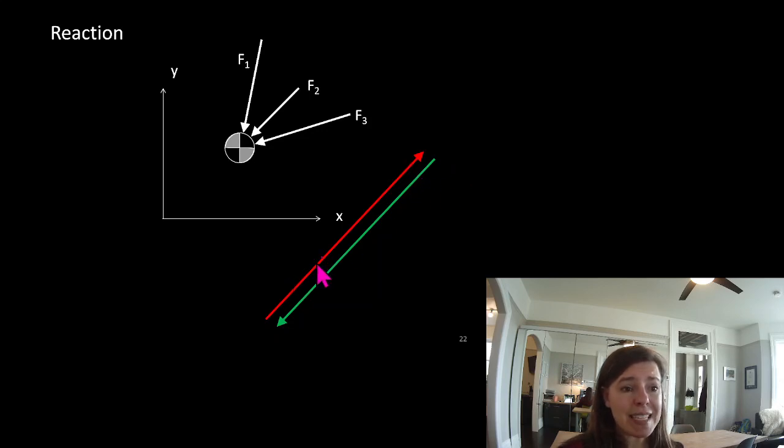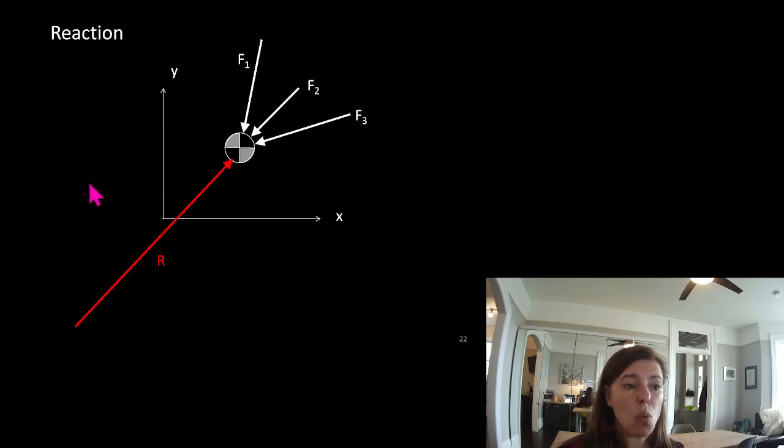So this is what it takes to stop these three forces from making this object move. So we need this ability right here to stop these three forces from making our object move.